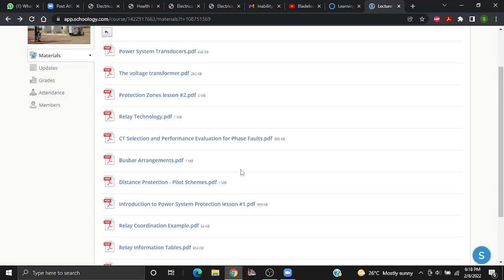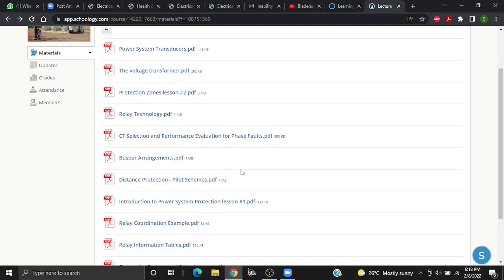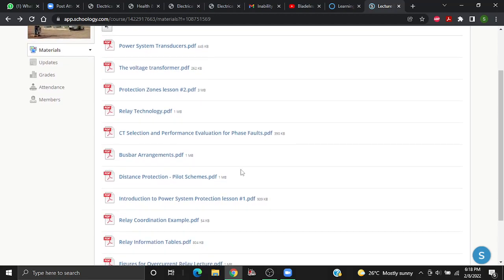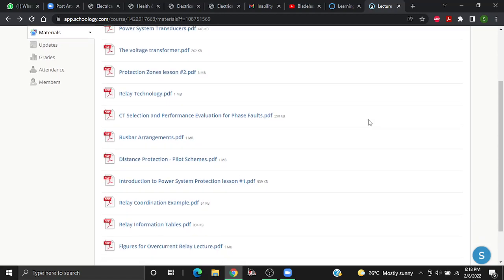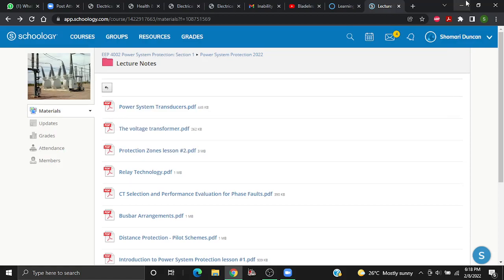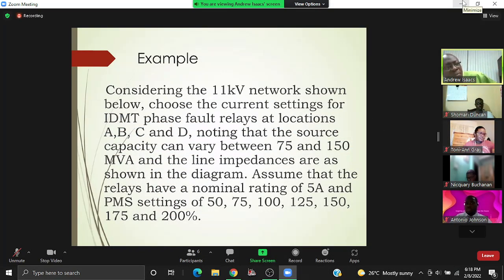Yes, sir. Okay, good. All right, so we have an 11 kV system, and obviously at that voltage, we're dealing with a distribution line. We know we operate at 24 in Jamaica, but the point I'm making is that it's a distribution line. And the task for us is to choose the current settings for the inverse relay at the four locations.